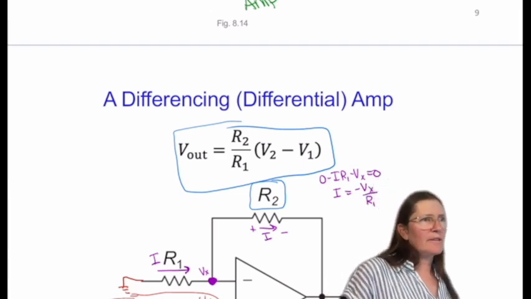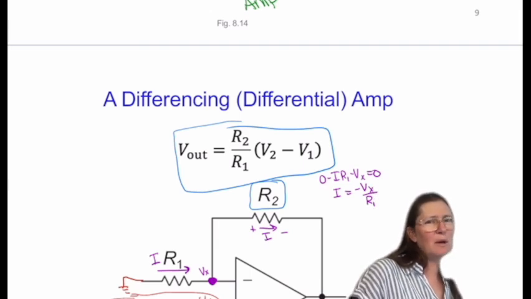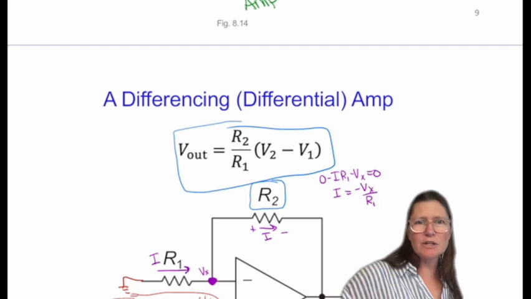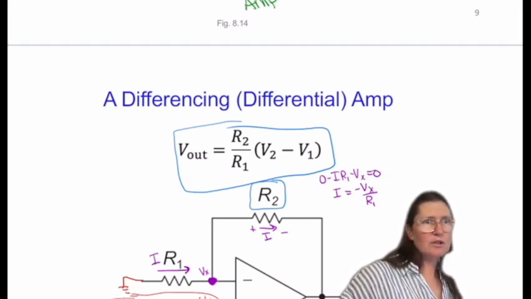So does that make sense how you can find an op amp output if you can identify the configuration? Any questions on this? Okay.